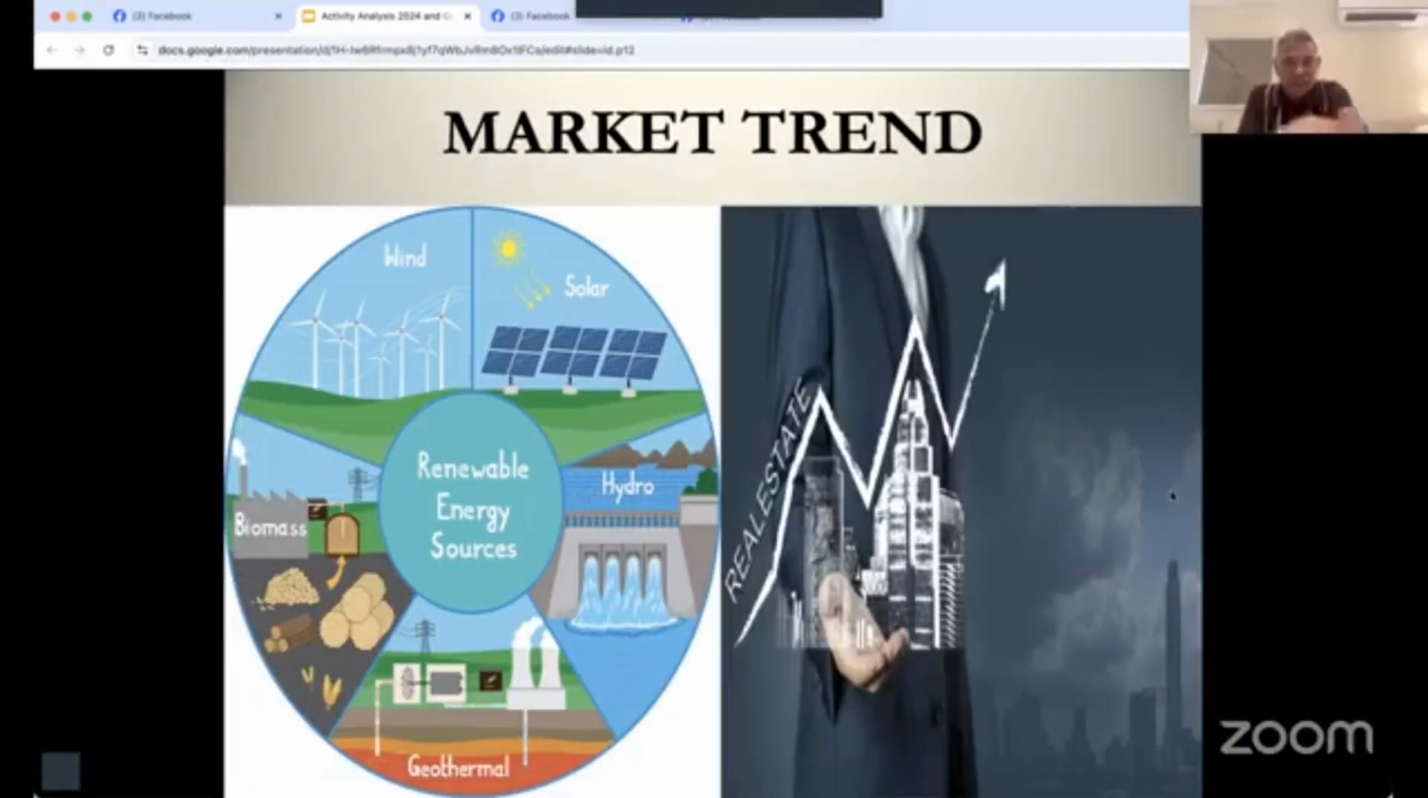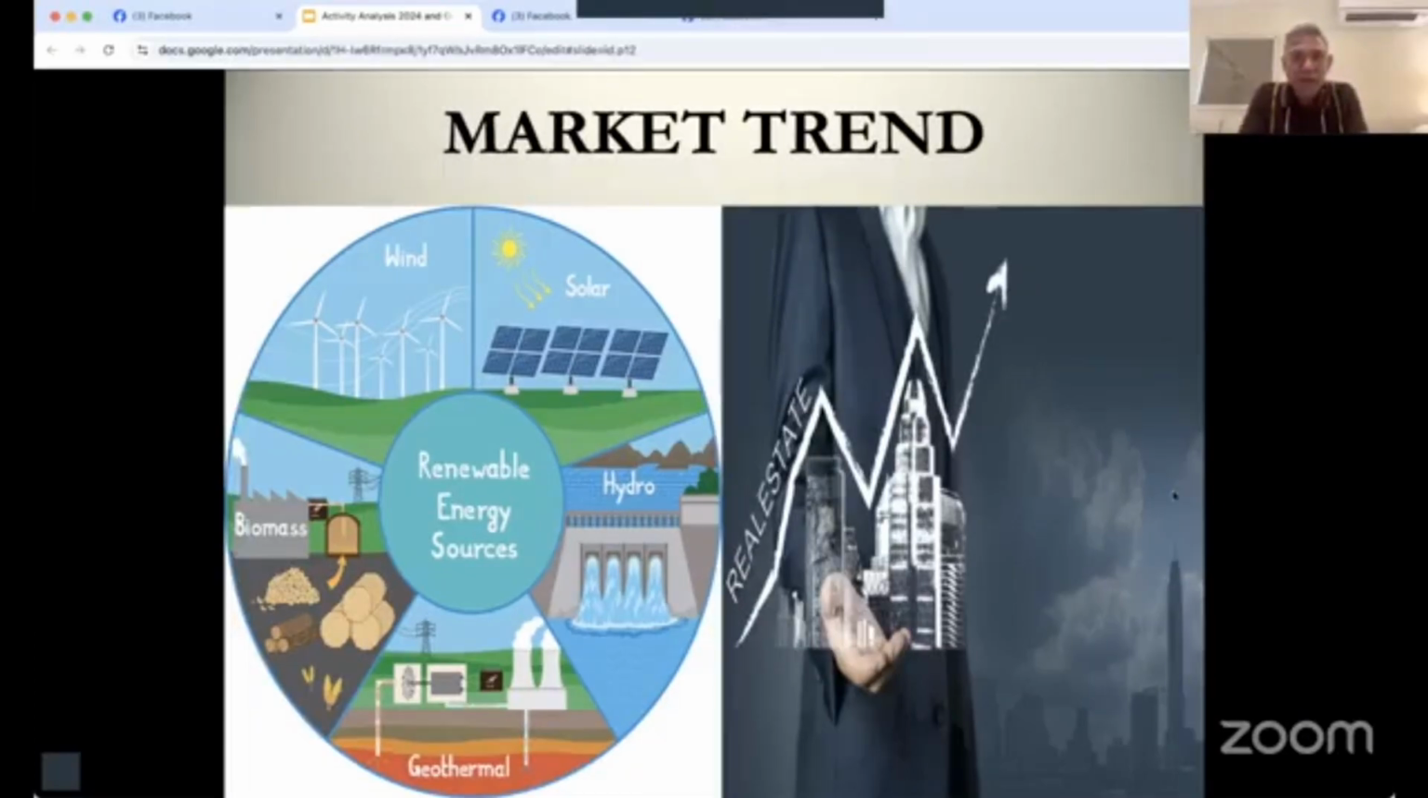Renewable energy. As I said, there are several. There's wind, solar, hydro, biomass and geothermal. Of course, each one has its own advantages. You've got to find out for yourself the particular requirements of these select industries.